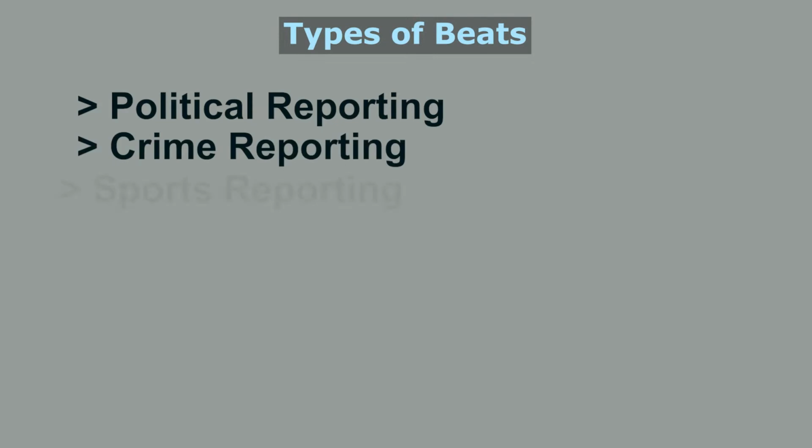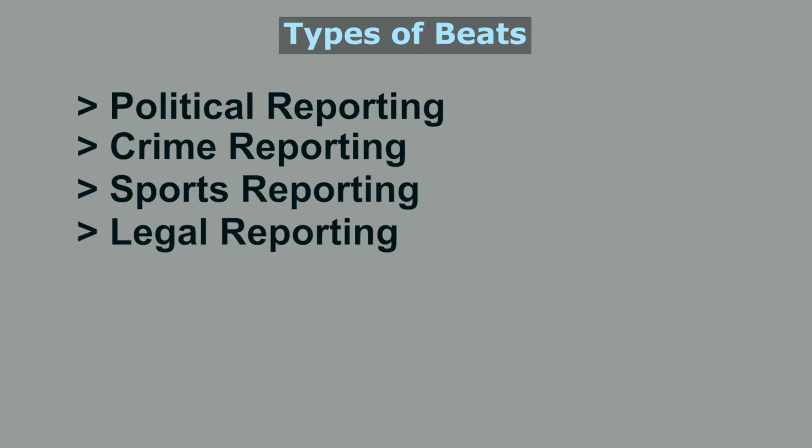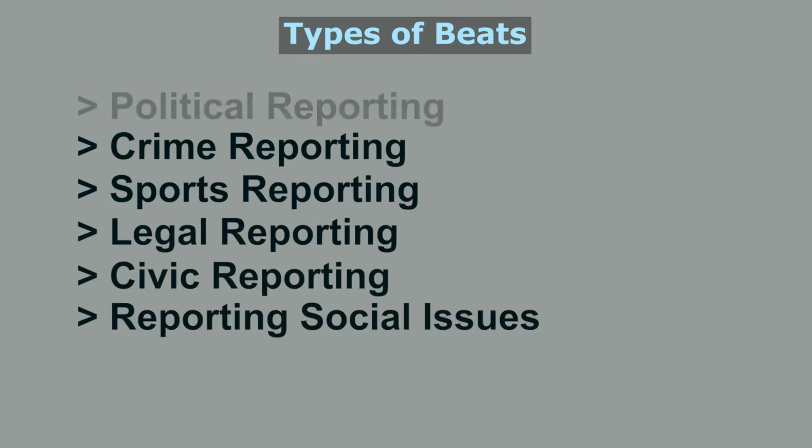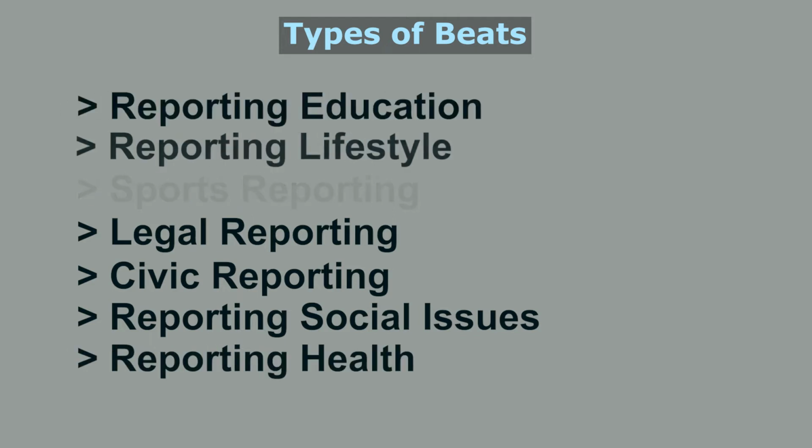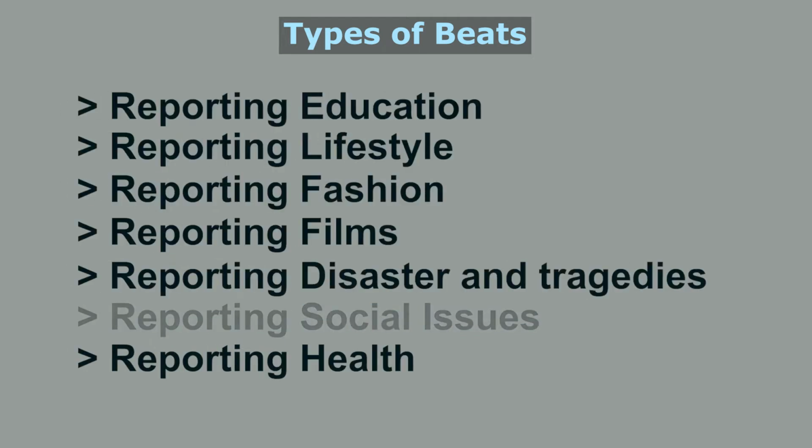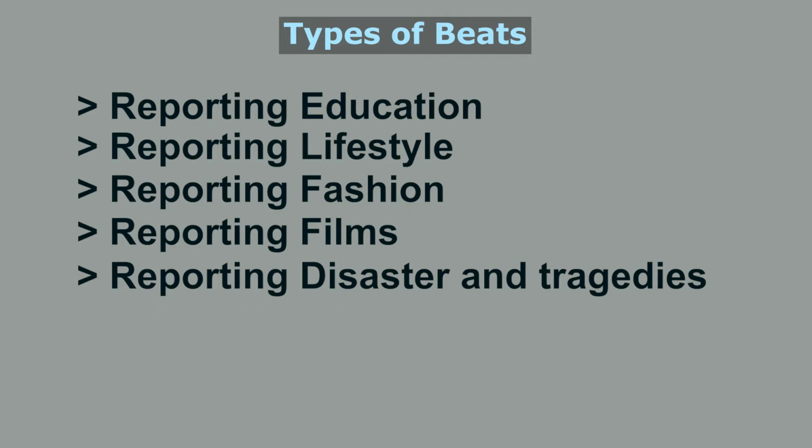So there are, as I said, different kinds of beat reporting. Like political, crime reporting, sports, legal, civic, social issues, health, education, lifestyle, fashion and films, as well as reporting about disasters and tragedies. All these fall within the different categories or techniques of reporting. So we will be discussing each of them one by one.